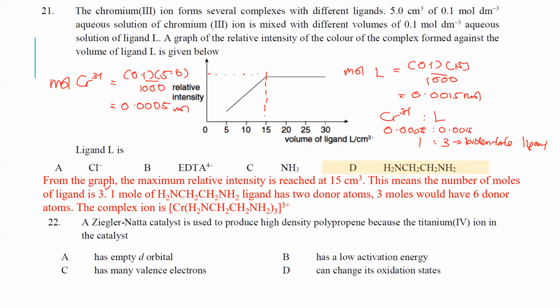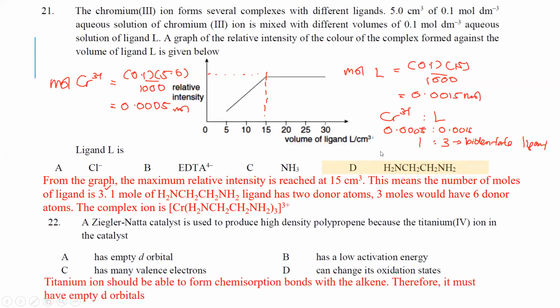Then we continue with 22. Ziegler-Natta catalyst is used to produce high density polypropylene because titanium 4 ion is the catalyst. The main reason why Ziegler-Natta is a catalyst is to form the chemisorption bond with the alkene. Therefore, it must have empty d orbitals for this to happen. So it does not change its oxidation state. It's just making use of the empty d orbitals to provide an active site to form a temporary bond between the titanium and the alkene. You will learn more detail when we go to semester 3 later. So that is for question number 22.